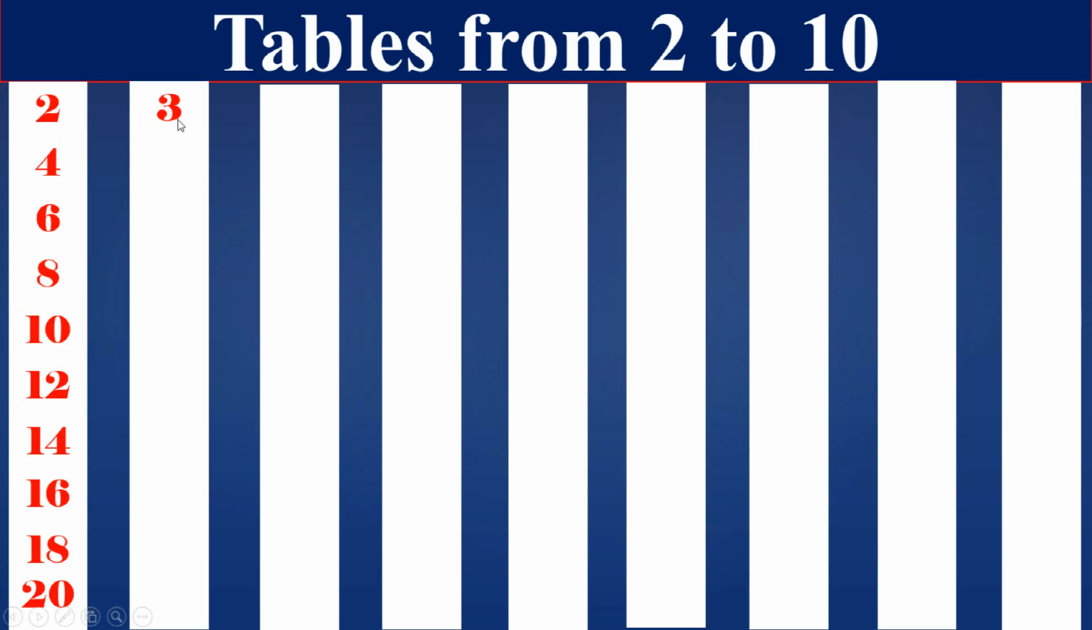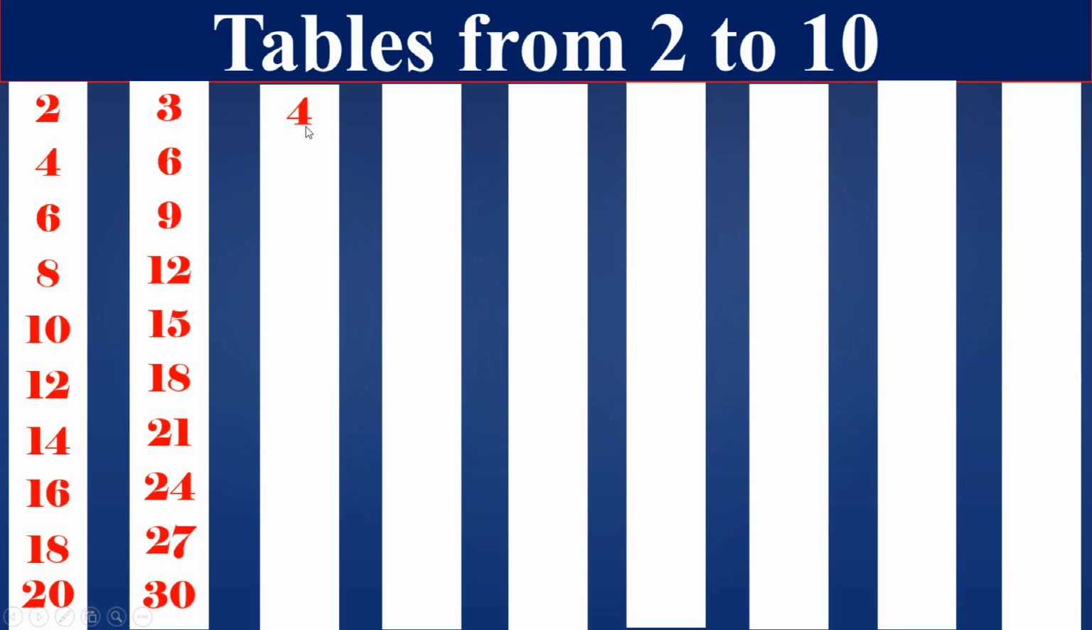3 times 1 is 3. 3 times 2s are 6. 3 times 3s are 9. 3 times 4s are 12. 3 times 5s are 15. 3 times 6 are 18. 3 times 7s are 21. 3 times 8s are 24. 3 times 9s are 27. 3 times 10s are 30.